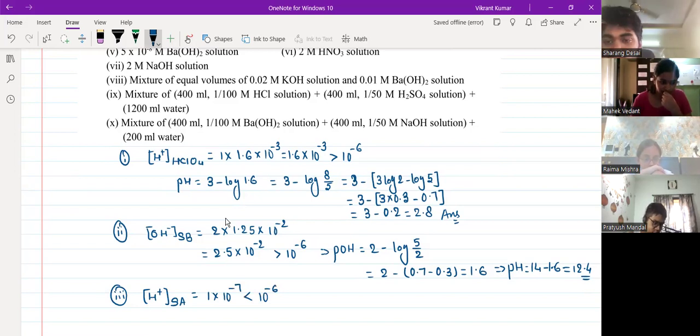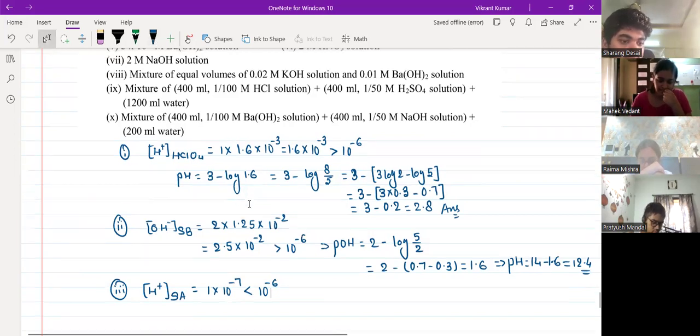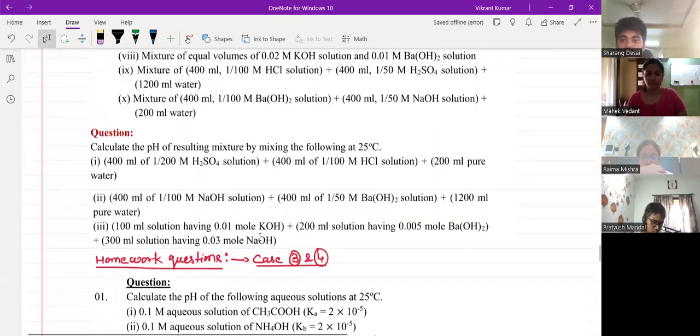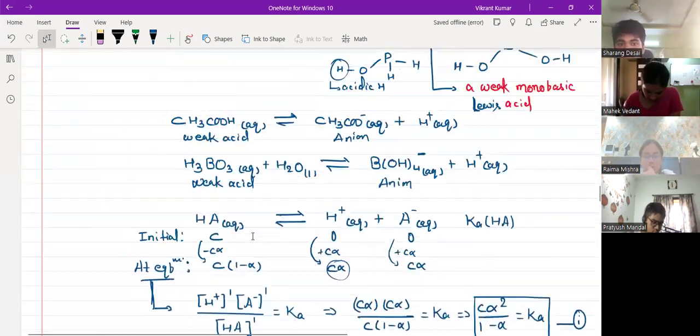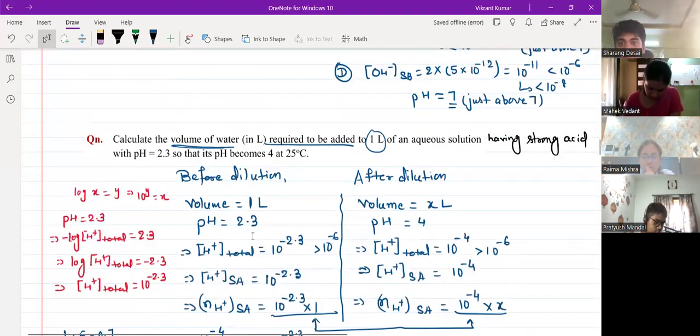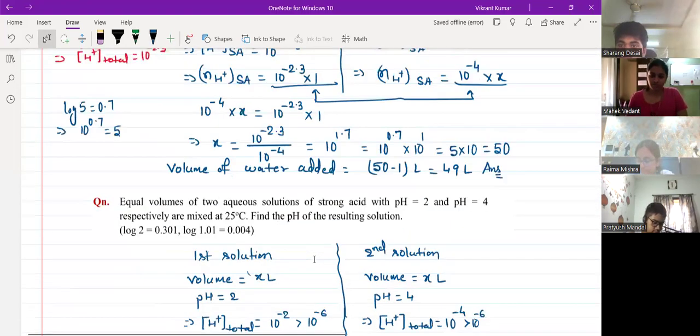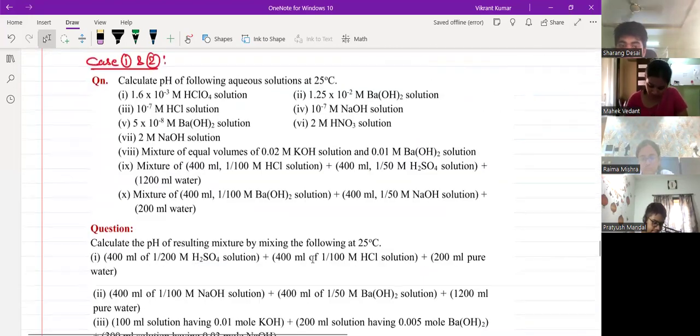And that's why I told you, either we have to solve the quadratic completely, or we have the ready-made formula. I'm not expecting you to remember the ready-made formula, but we know that H plus into OH minus was equal to KW. From there we derived it. If you know the formula, we solved the quadratic and got the total H plus, actually. If you see cases number 1 and 2, we had the formula that I already told you. This becomes the total OH minus if I have H plus less than 10 raised to minus 6. We have already done that, so I'm just writing it.